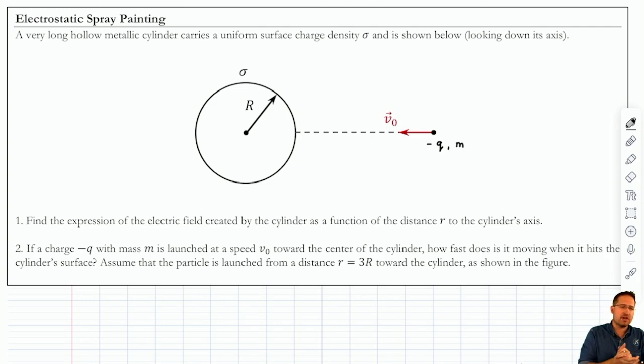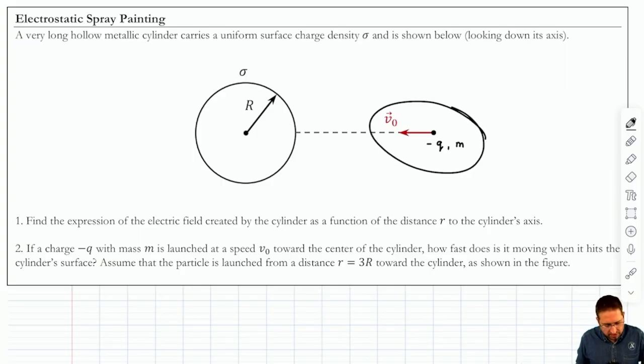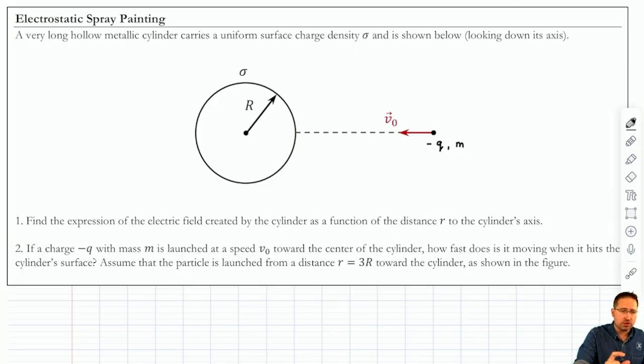Okay, so this one's kind of a cool application where we have this hollow metallic cylinder that's really long, has charge per area sigma, and first we want to find the electric field everywhere. That's Gauss's law. And then we want to figure out if we launch a point charge minus Q toward this positively charged cylinder, how fast does it hit the cylinder? Because it's attracted to it, so it's going to hit the cylinder.